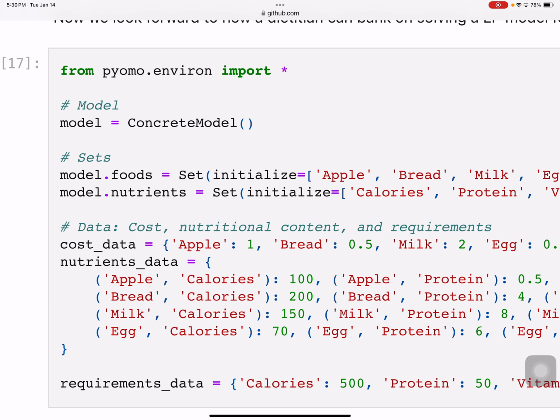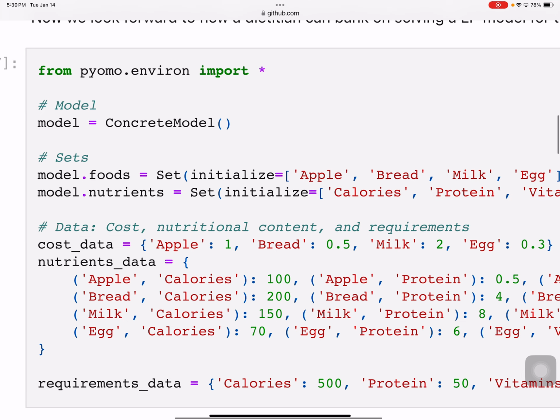The next step is to import the data. If you are more comfortable with other data formats like JSON or pandas, you can save them somewhere. Here we just hard-coded them as Python dictionaries. First of all, the first data we define is the cost. Basically, you want to define what each food item costs. So apple is like $1, bread is 0.5, and so forth.